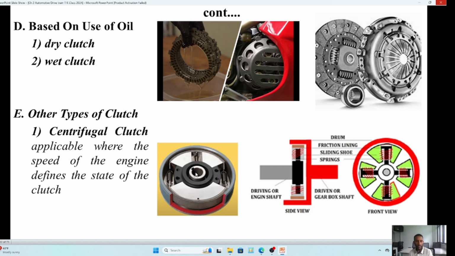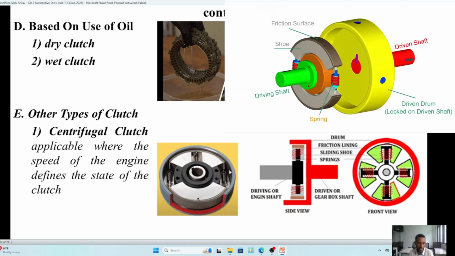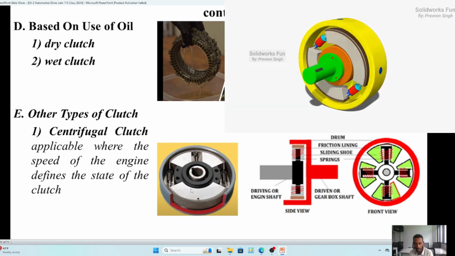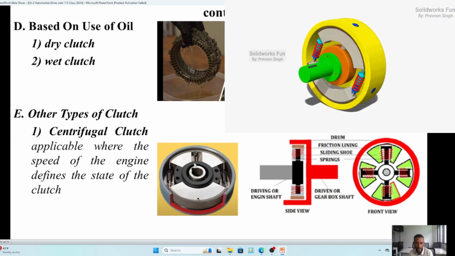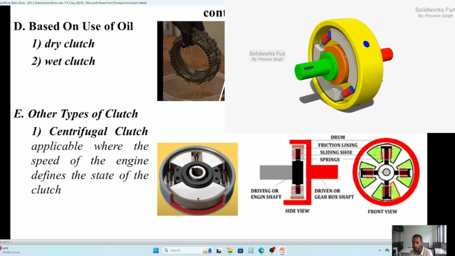The remaining type of clutch is the centrifugal type clutch. This centrifugal type clutch will operate by means of what? By means of centrifugal force. We call this one a speed-based engaging clutch. This will have some frictional surface as you observe here, and this will have weights. This shows the realistic one, and this is the schematic one.